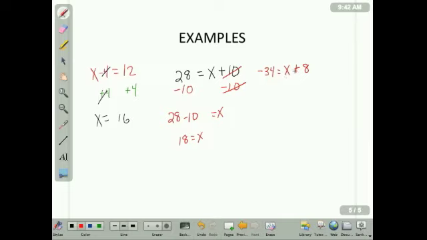Negative 34 is equal to x plus 8. I'm dealing with a negative sign. The opposite of add 8 is subtract 8, so I'm going to subtract 8 from both sides. The 8s cancel. I'm left with x all by itself: negative 34 minus 8. The signs are the same, so I'm going to add, and I'm going to take the value of that sign. 34 and 8 is 42, so negative 42 equals my x.